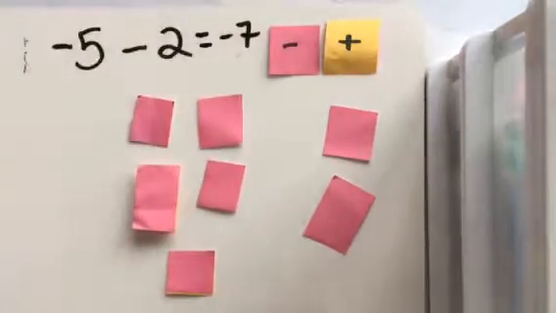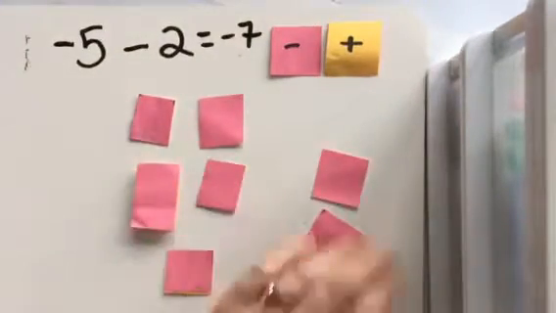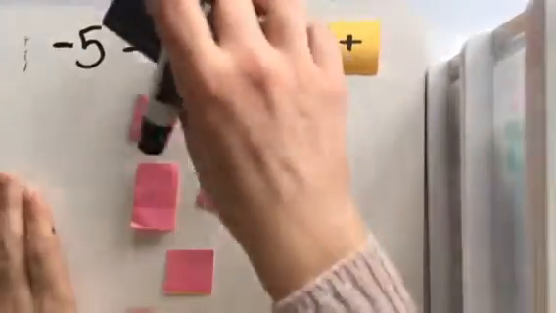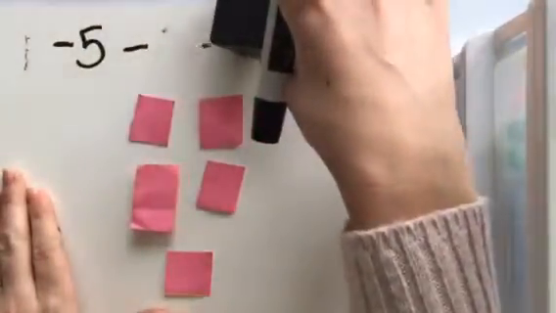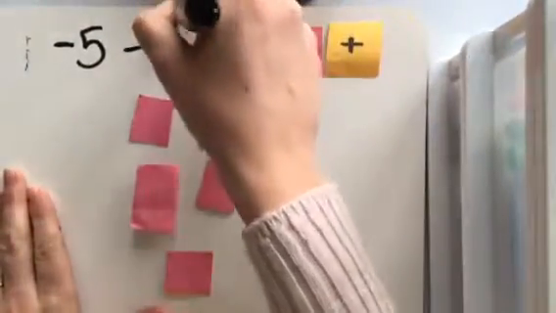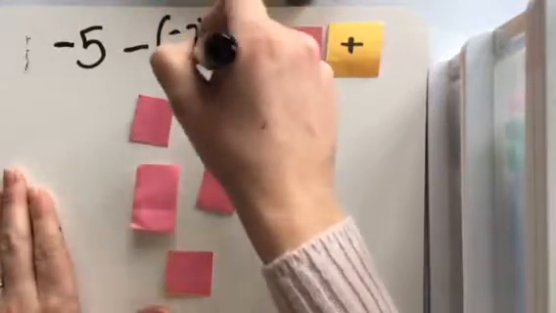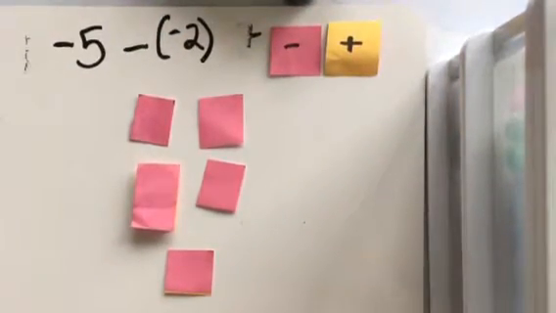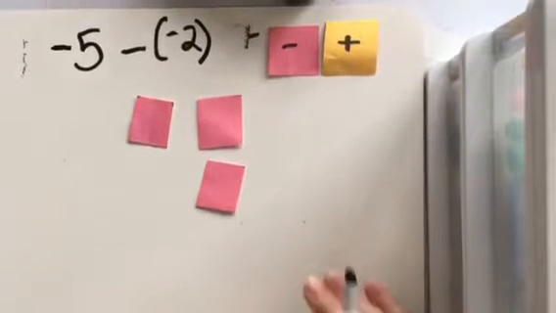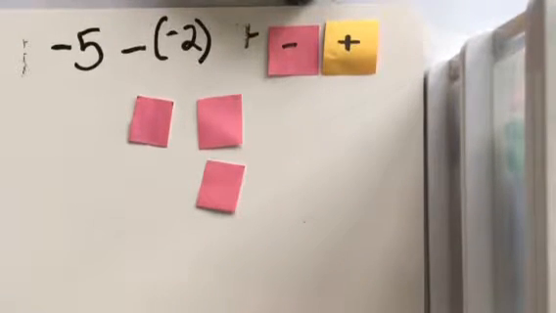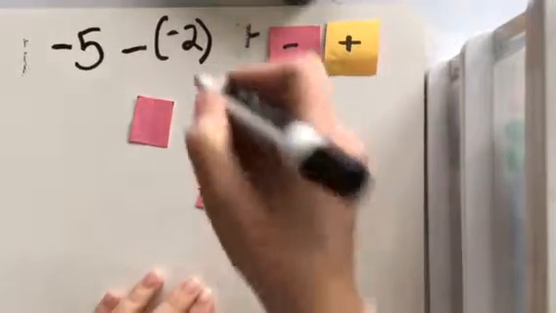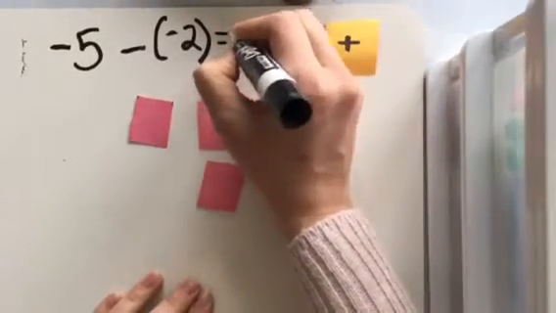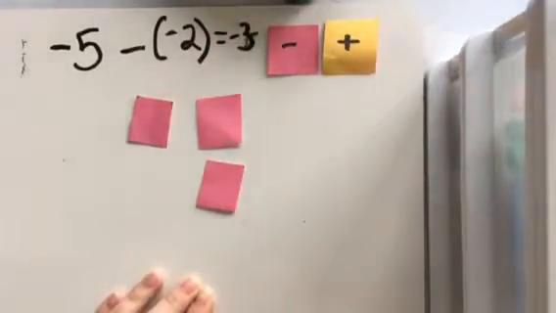The second last example I'll do here would be negative 5 minus negative 2, and negative 5 take away negative 2. So again, I'm going to start with my negative 5. Is there negative 2 I can take away? Yeah, there is. So I'm going to take away 2 of them. So it shows me that negative 5 take away negative 2 is equal to negative 3.